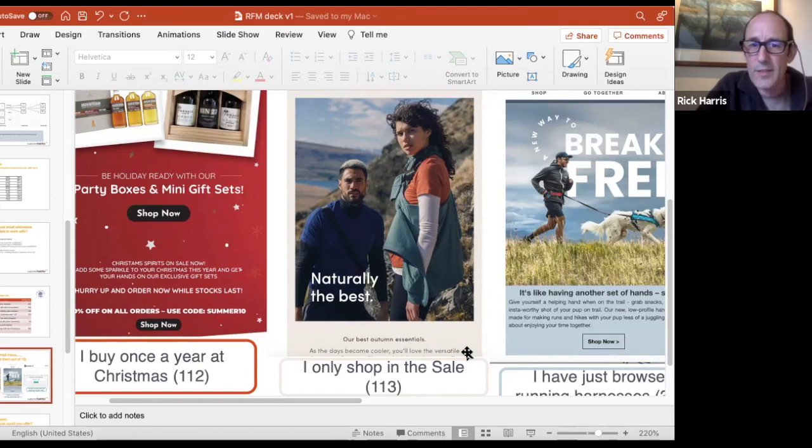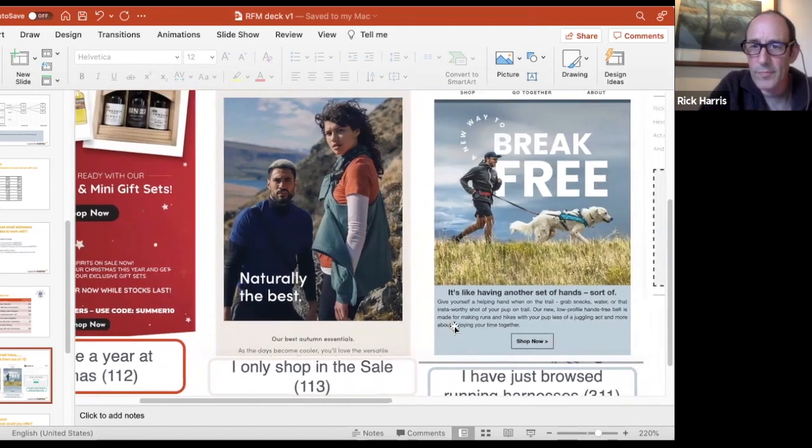It's a much prettier piece than the first one, but they've missed an opportunity to turn me from a recency of 1, where I only come in the January sale, to be more frequent.